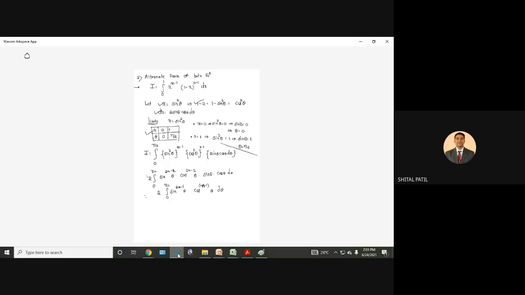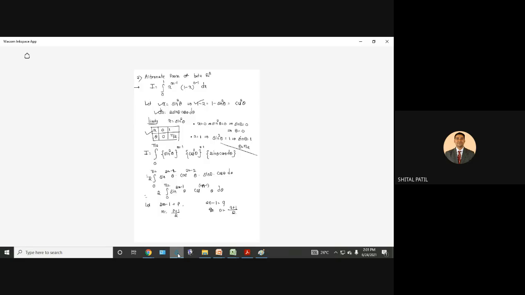Okay. Now, let 2m minus 1 equal to p and 2n minus 1 equal to q. So m is p plus 1 by 2 and n is q plus 1 divided by 2. Therefore, let me write the above result in terms of this p and q.